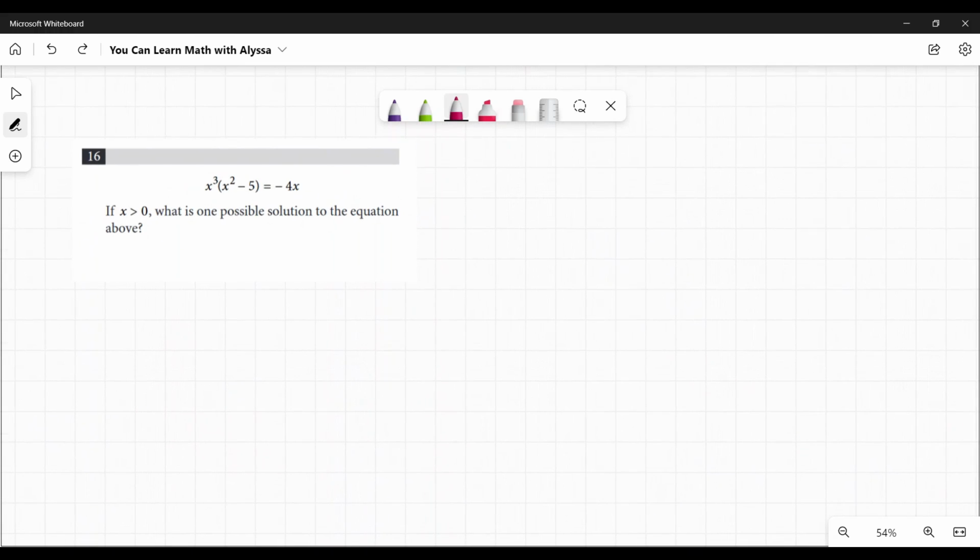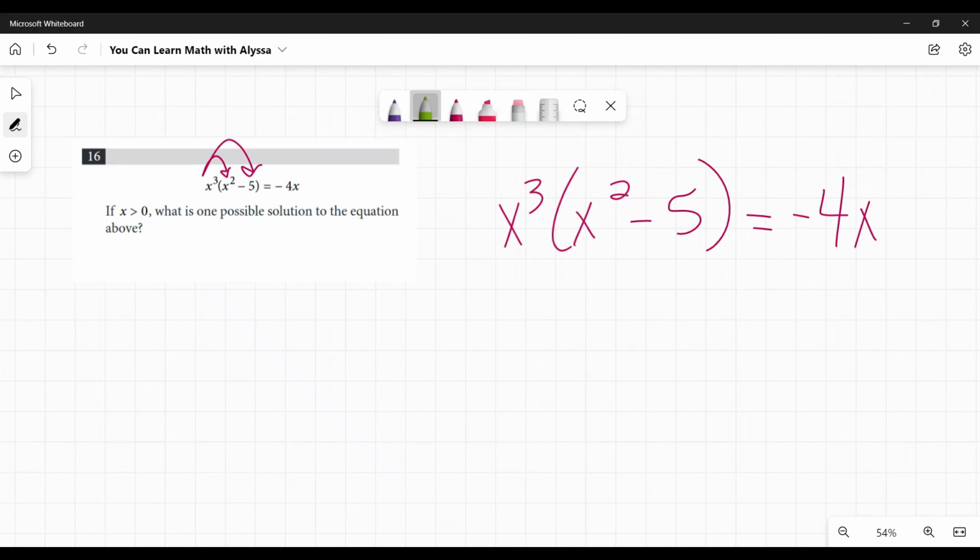Number 16, x cubed times x squared minus 5 equals negative 4x. If x is greater than 0, what is one possible solution to the equation above? And this is not multiple choice. So first thing you're going to want to do is distribute this. I'm going to rewrite it over here so it'll be nice and clear. All right, so first thing we're going to distribute.